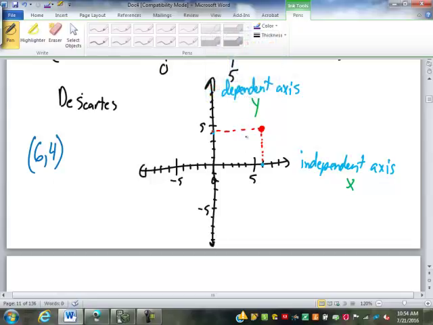So let's say I put a point right there. What ordered pair represents that point? You can trace my kind of lines. Those should be straight. But what does it trace down to on my independent axis? 3. And on the dependent axis? 8. That point represents 3, 8.